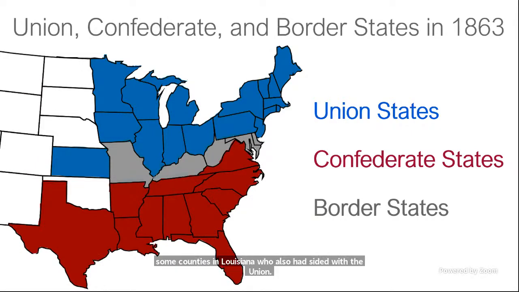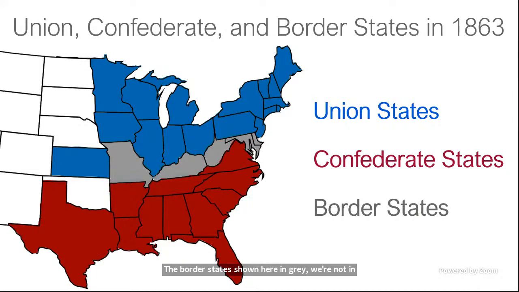The border states shown here in gray were not included in the Emancipation Proclamation, and their slaves were not freed at this time. Those states are Missouri, Kentucky, Maryland, and Delaware. All of those were slave states that had not left the Union. Lincoln had feared that if he pushed these border states too far in freeing their slaves in the Emancipation Proclamation, they might unite with the Confederacy.